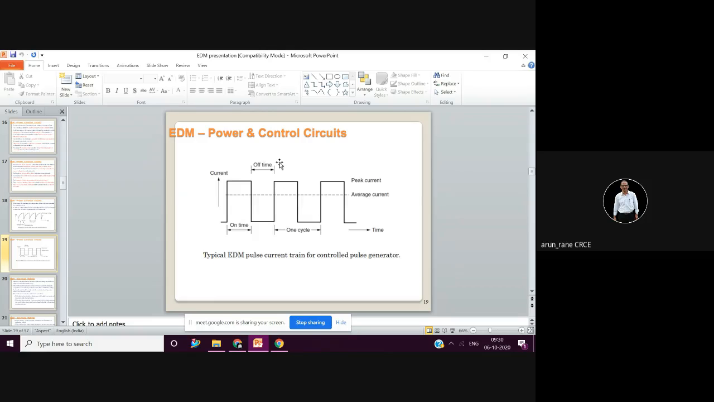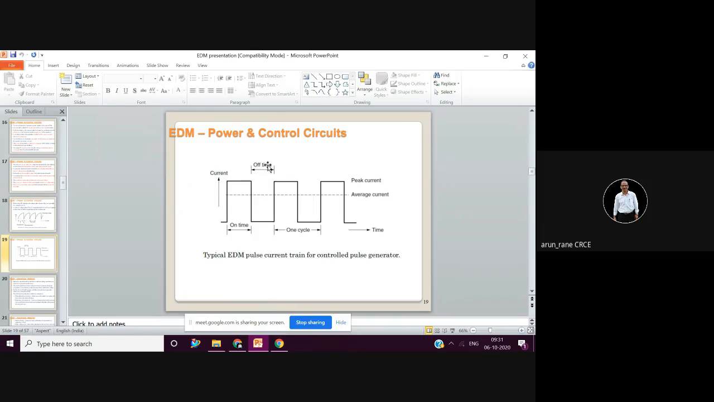Off time means there is no current flowing to the electrode, no sparking taking place, no material erosion taking place. So the electrode is in the up condition. On time, the electrode is in the down condition and it is almost touching the workpiece. I am using the words almost touching. It never touches the workpiece. Touching the workpiece means shorting. There is a very small gap, of 5 microns, between the electrode and workpiece, which is just enough for the electrons and ions to jump across and for the erosion to happen. So that is your on time.